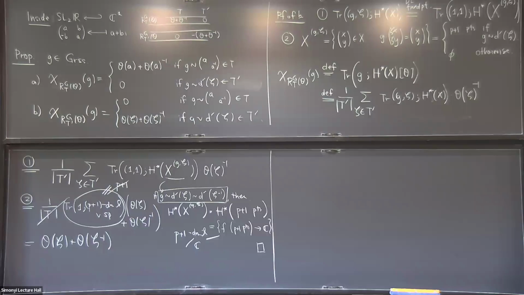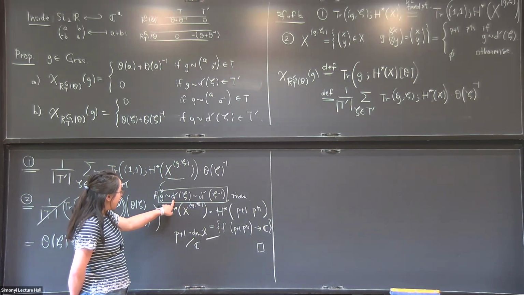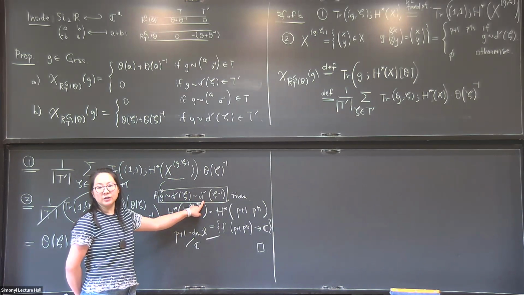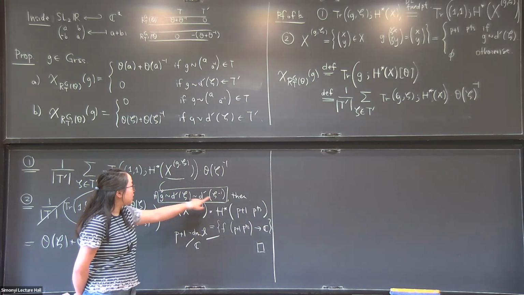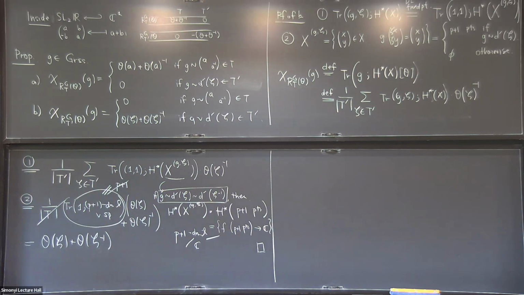I guess I'm wondering what happens to the theta inverse term on the right in number 1 going to 2. So this thing is non-zero if I'm conjugate to d prime of zeta or d prime of zeta inverse. So I'm plugging in zeta or zeta inverse into here. Oh, okay. Yeah. Other questions?